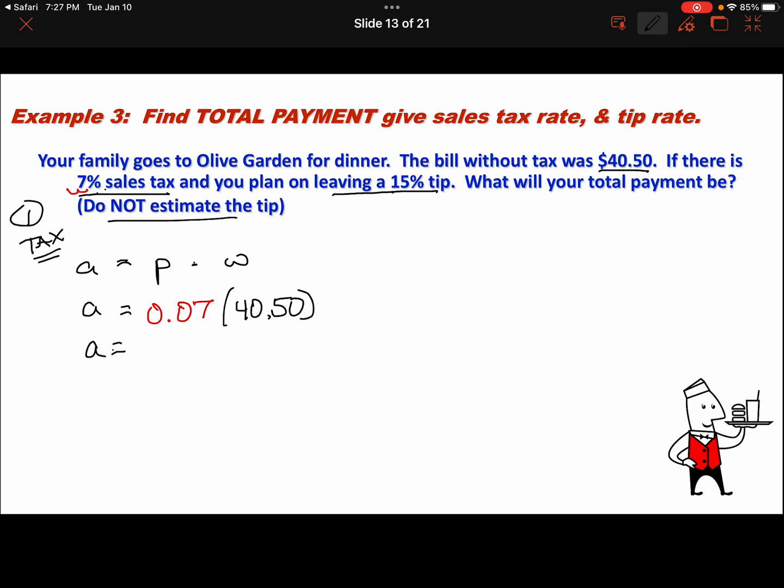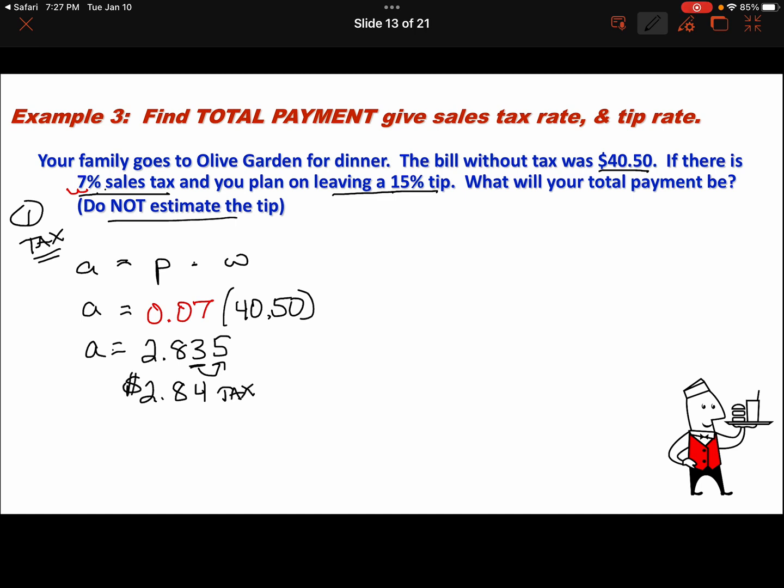So now we are going to multiply, and when you multiply, you get 2.835. This is going to be the amount of tax, so we have to round. It's either going to be $2.83 or $2.84. Behind the 3 is a 5, so I'm going to make this $2.84. And that would be the amount of tax.